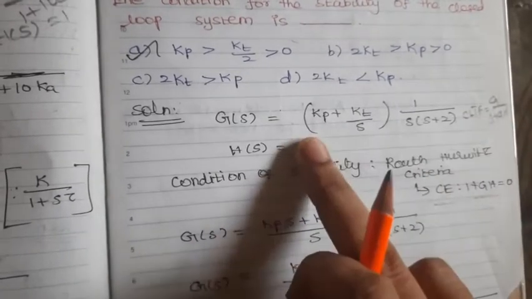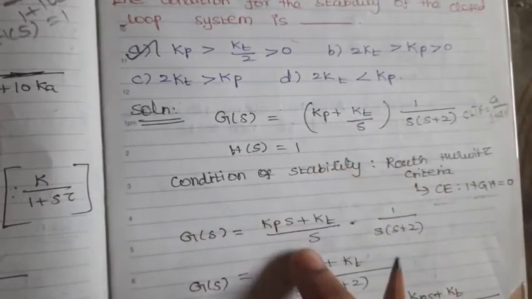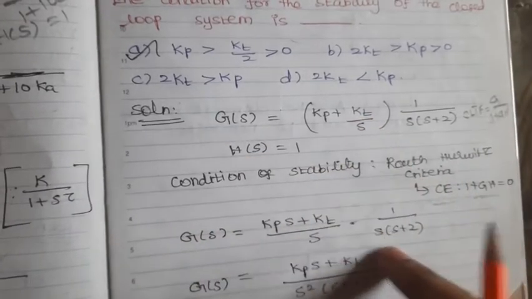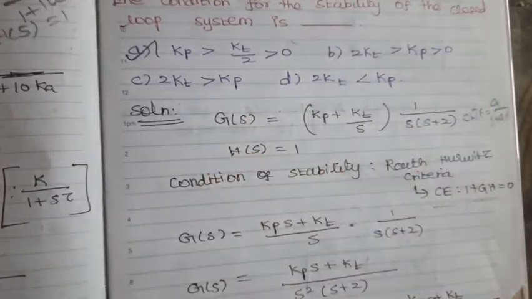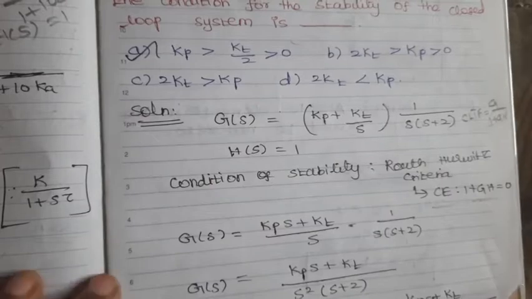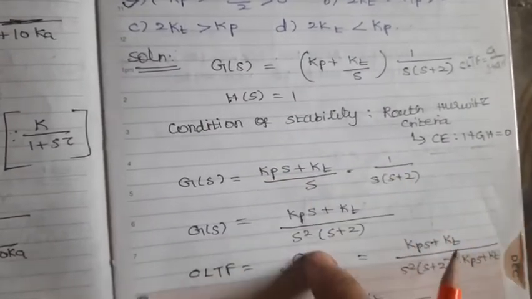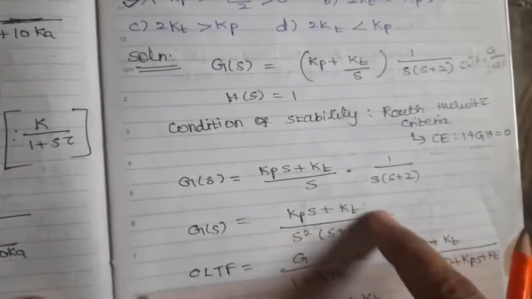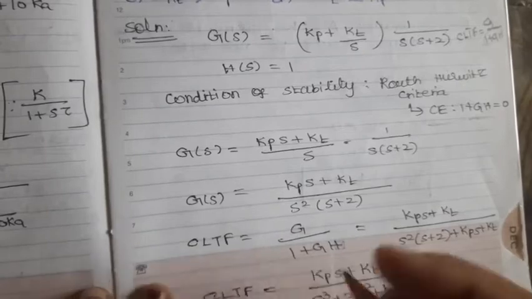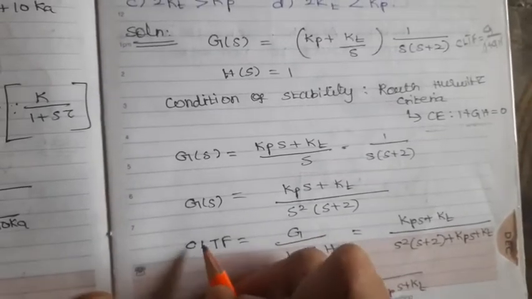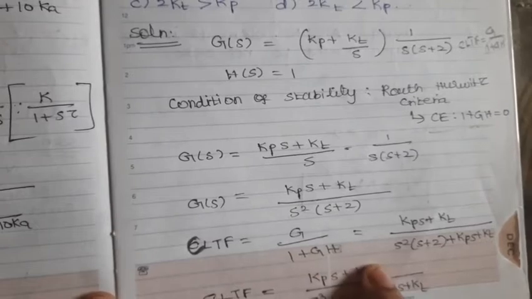So 1 plus gh. For g of s, kp plus kt by s, take the LCM: kps plus kt into 1 by s into s plus 2. We will simplify this into some format. Then kps plus kt divided by s squared into s plus 2. So this is g of s, the open loop transfer function. How can we find the closed loop transfer function? G divided by 1 plus gh.